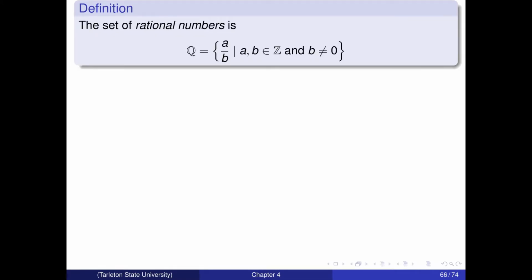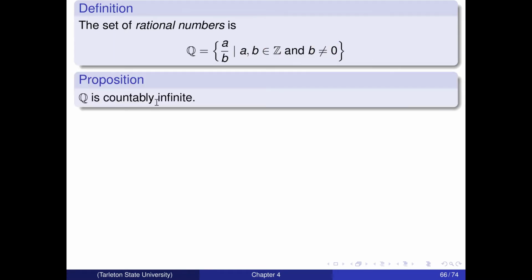All right, well, let's go to our next result. We want to show that the set of rationals is also countably infinite. Now, as a reminder, rational numbers are simply fractions where the numerator and denominator are both integers, and of course our denominator can't be 0 here. And we're going to show that this is a countably infinite set. How do we do that?